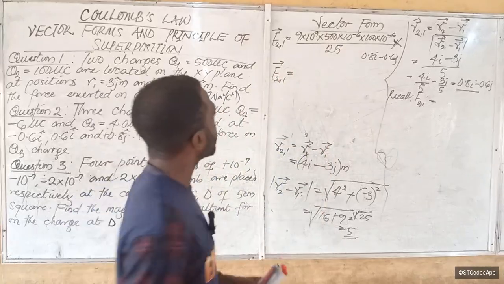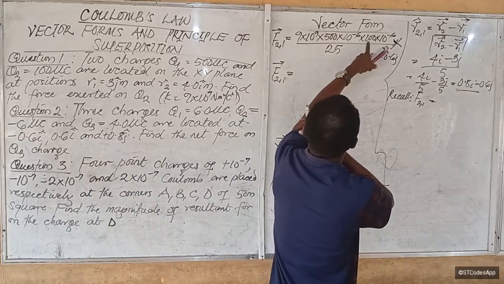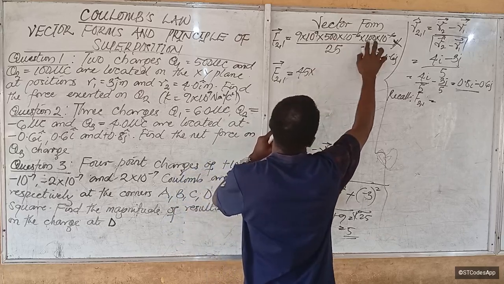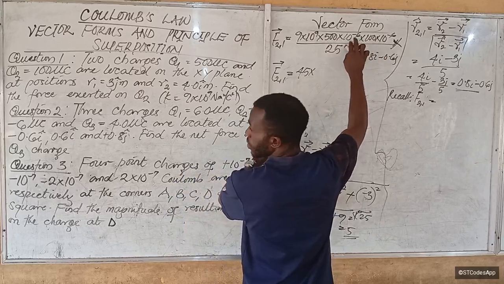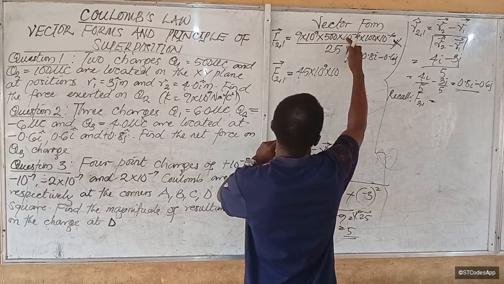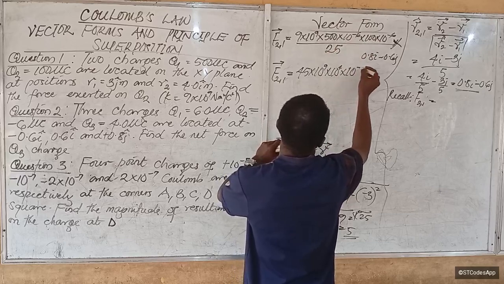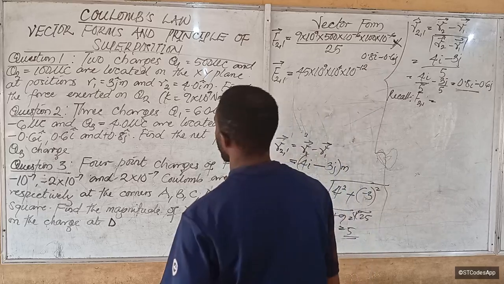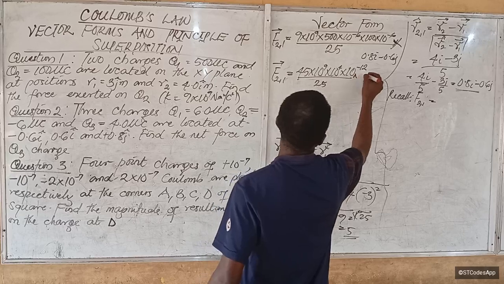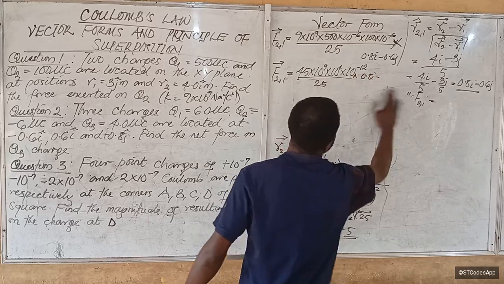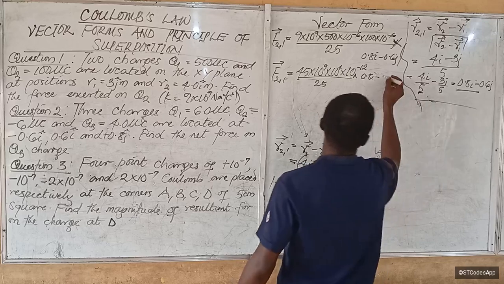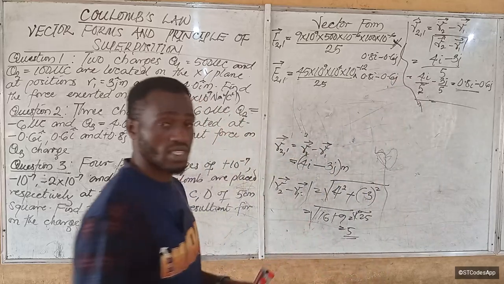Let's machine the top. We have 45 times 10 to the power 9, times 10 to the power 4, times 10 to the power minus 12, all over 25. Then times 0.8i minus 0.6j. I hope this is clear.